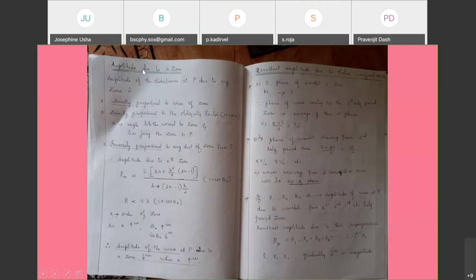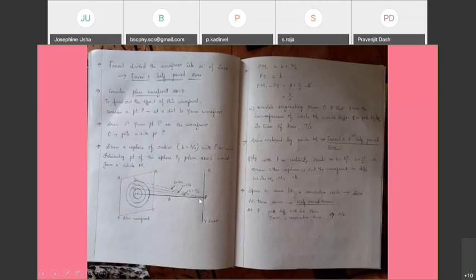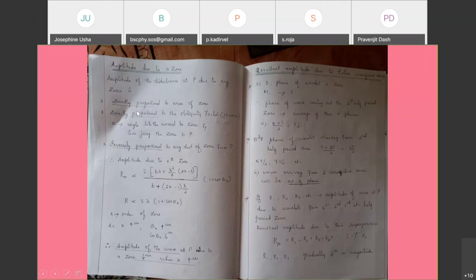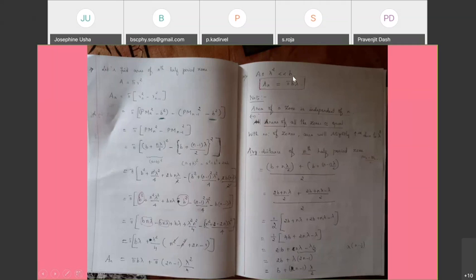So first, let us come to the amplitude due to a zone. The zone is nothing but all the space, all the half period zones combined, right? So what is the amplitude due to this zone? This amplitude depends on some factors, which we are going to see. The amplitude of the disturbance at P due to any zone, look at the diagram, depends on three factors. One is that it is directly proportional to the area of the zone, which we have calculated here.